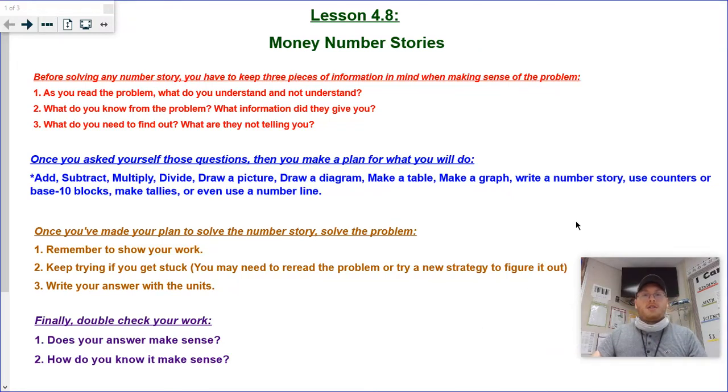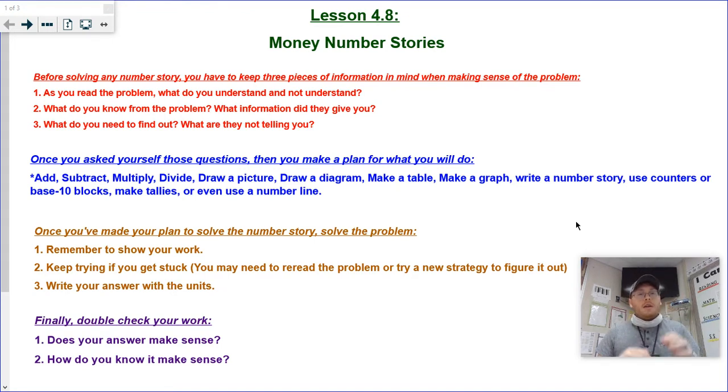Lesson 4-8, money number stories. With this lesson, I'm actually going to go through a list of steps you need to do when answering any kind of number story, and then we will actually go into the problem. When we're answering number stories in general, it doesn't have to be money, we need to go through these steps that are on the page.